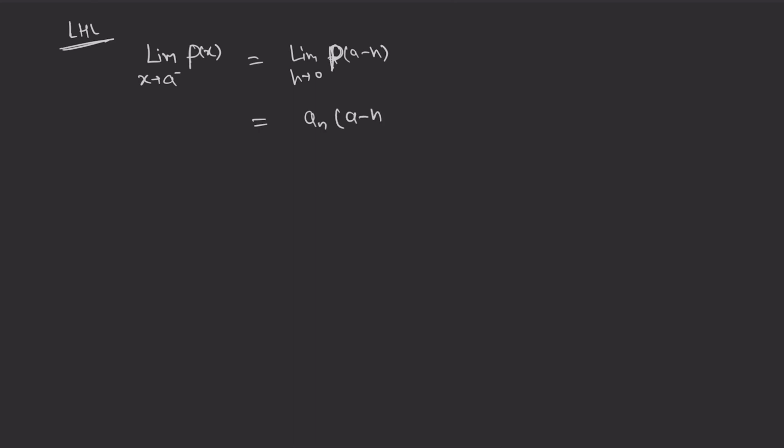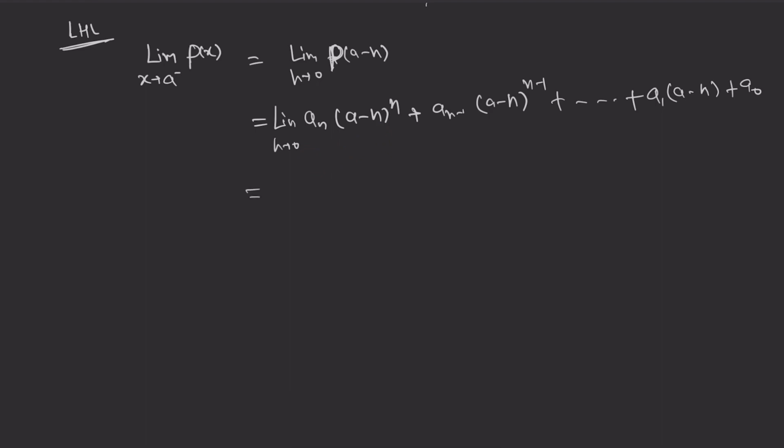So it becomes a_n (A minus h) to the power n plus a_(n-1) (A minus h) to the power n-1, and so on, plus a_1 (A minus h) plus a_0, with the limit h going to 0. I just put A minus h instead of x. Now there is no denominator here, so there is no chance of going to infinity. So I can put h equal to 0 directly in this.